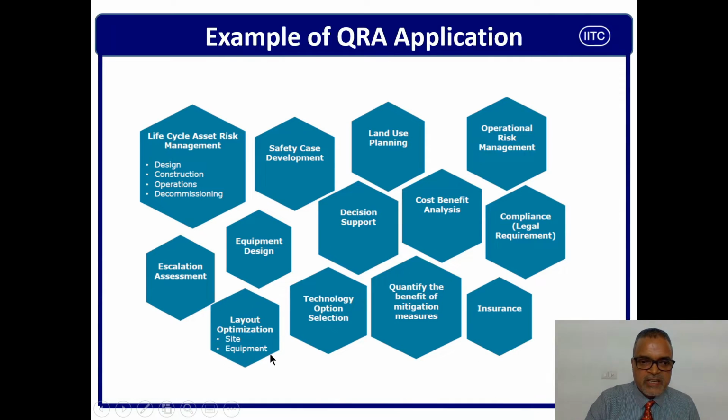Definitely, to optimize the layout, we must do a QRA to understand the risk in terms of LSIR and IRPA. Technology option selections: yes, the quantitative risk assessment will let us know that if the risk is very high with technology A, in that case we need to go for technology B, where the IRPA, LSIR and FN curve are lesser than option A.